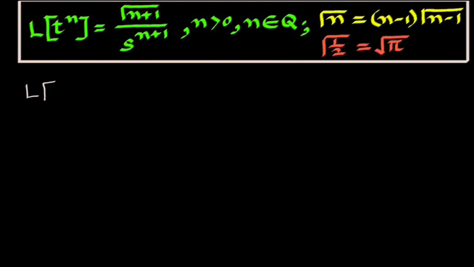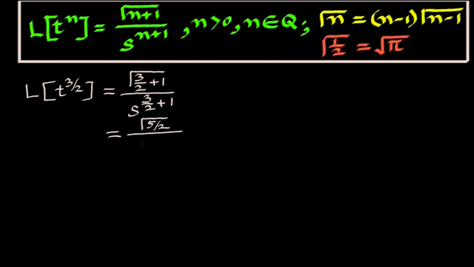Find Laplace transform of t raised to 3 upon 2. Here 3 upon 2 is a positive rational number. Therefore, according to above formula, this will be gamma 3 upon 2 plus 1 upon s raised to 3 upon 2 plus 1. I have explained the derivation of this result in my previous video, which will be gamma 5 upon 2 upon s raised to 5 upon 2.